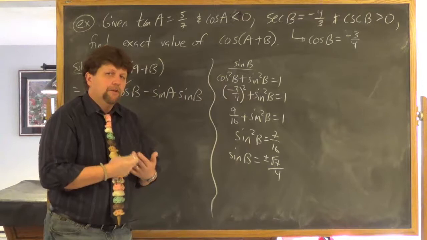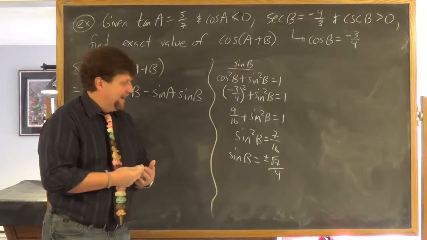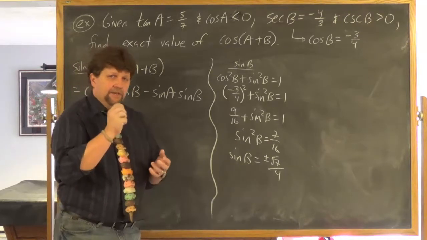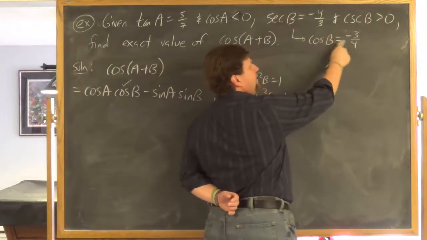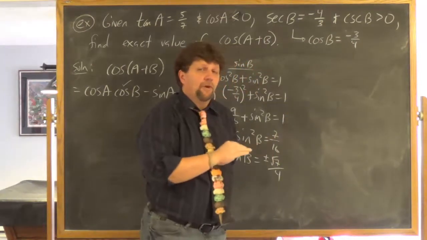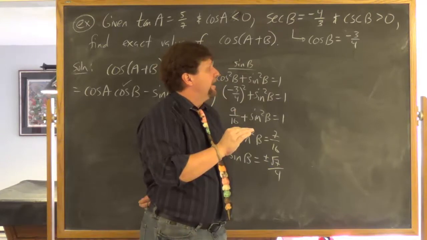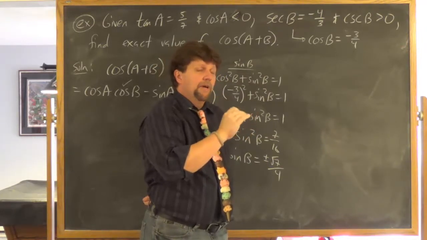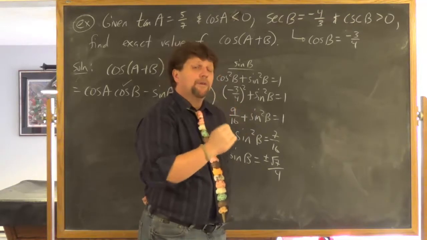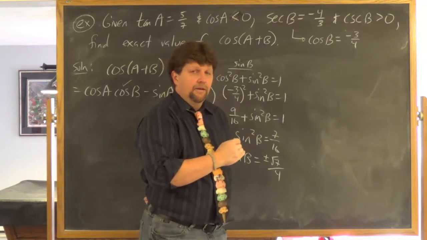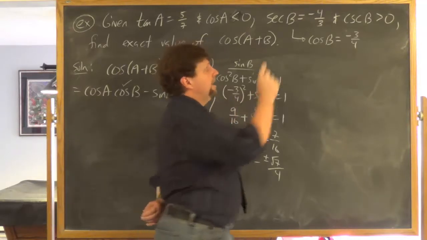Which one do I use for this problem? Do I use the positive or do I use the negative? Well, here's the key. We know cosine of B is negative 3/4, so that should tell us that angle B must be in quadrant 2 or quadrant 3, because cosine's positive in 1 and 4.